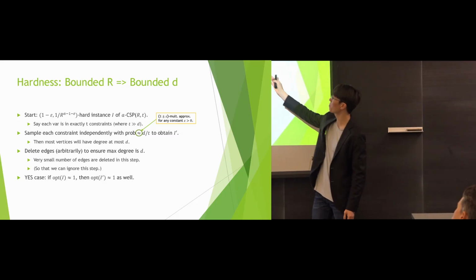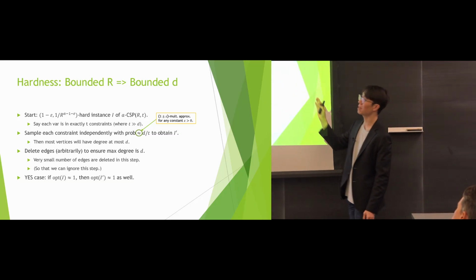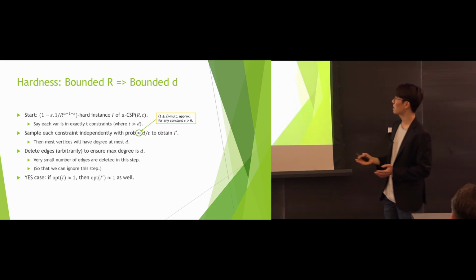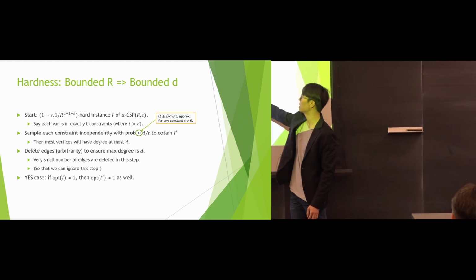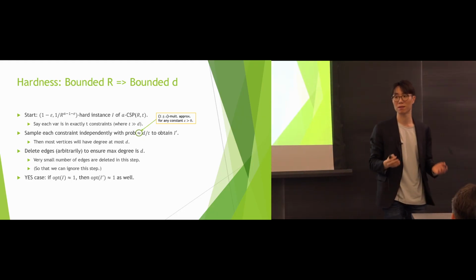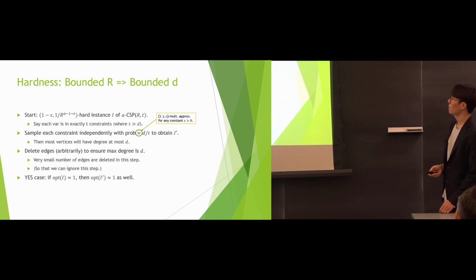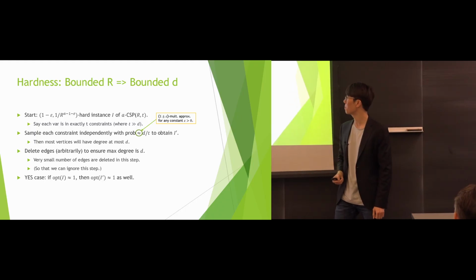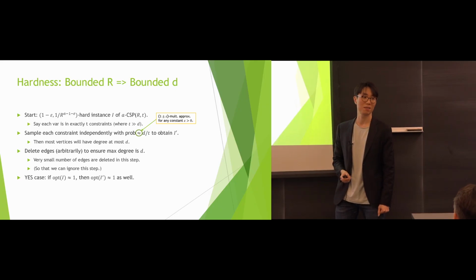Perhaps what one can assume is that this is a regular instance: every variable is contained in the same number of clauses. That one can do. But this t value, the degree in the starting instance, can be much larger than d, or it can grow with n. Then you get this instance and you want to make it degree d. What are you going to do? Probably the only thing I can do is sample each constraint independently with probability d over t to get the instance I prime.